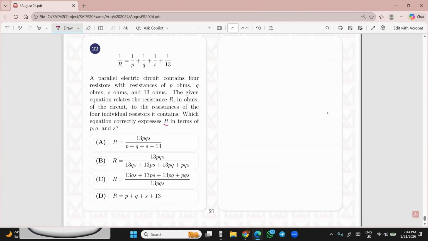We need to get R alone. So when you have the 1 over R, how can we get R from 1 over R? By making the inverse. I mean, for example, if you have 1 over X equals 7 over 8, you can say that X is equal to 8 over 7 or 1 over 7 over 8. So we can do that here to get the value of R. So if you want to get R here, we write R equals 1 over all of that: 1 over p plus 1 over q plus 1 over s plus 1 over 13.